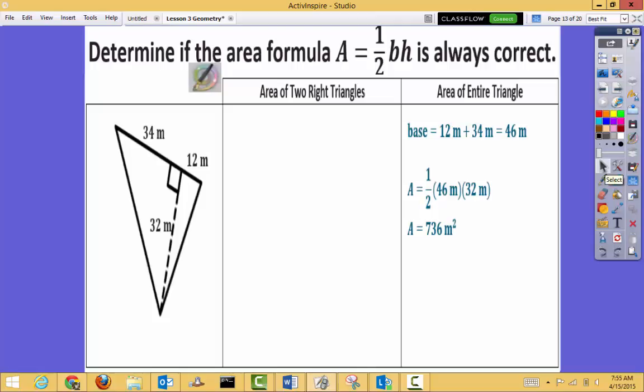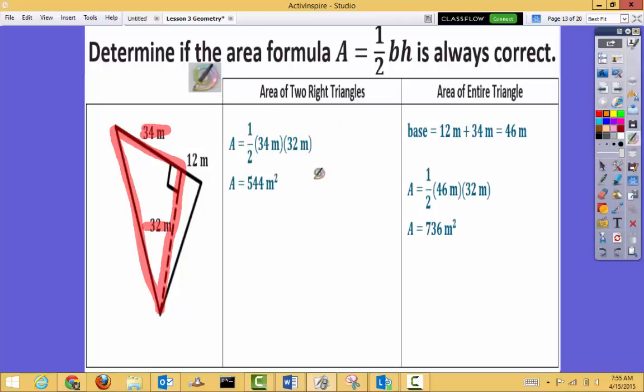Now let's look at the area for two right triangles. My area of the first triangle is going to be this guy. Why? Because he's touching that right angle. My base touches the right angle at 34. My height is 32. So I plug those numbers in, multiply them out, and get 544.